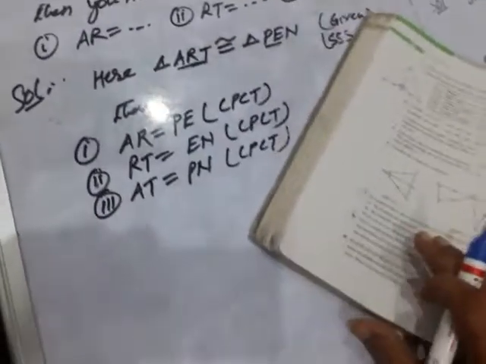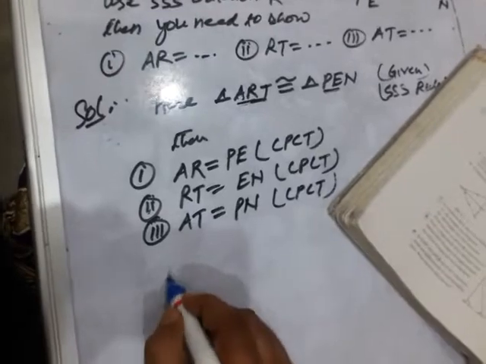Okay children. Now similarly, this A is over, B and C you can do yourself. Clear? Question number 2, B and C you can do yourself. Now coming to question number 3.